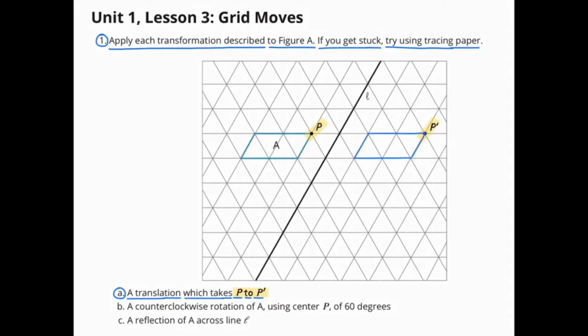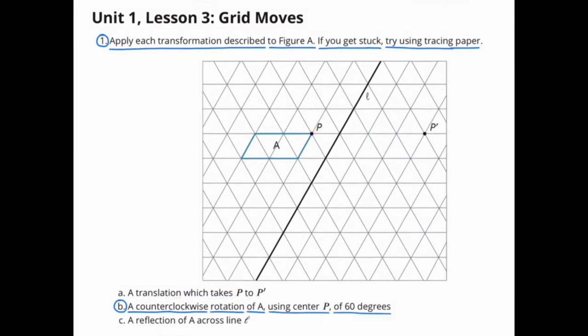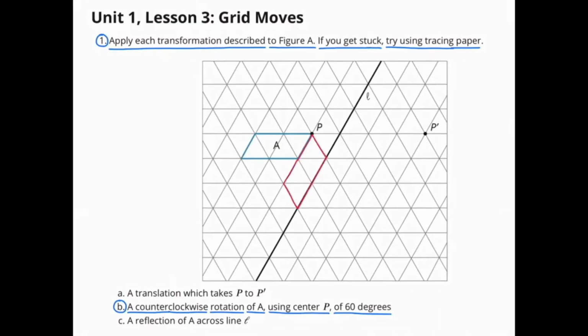This translation takes figure A from P to P prime. B, a counterclockwise rotation of A using center P of 60 degrees. This is the new location for figure A after a counterclockwise rotation of 60 degrees.